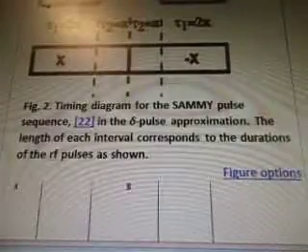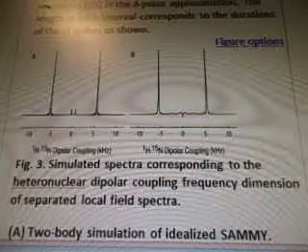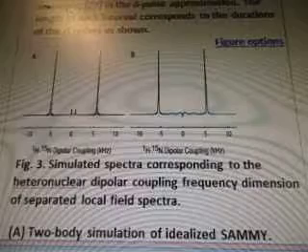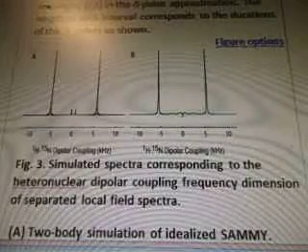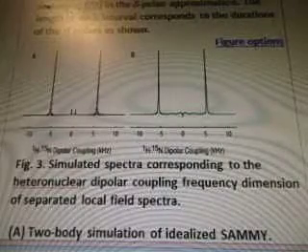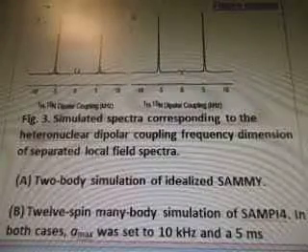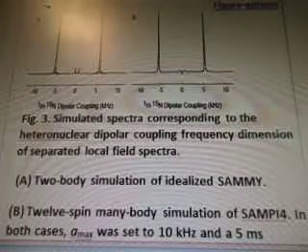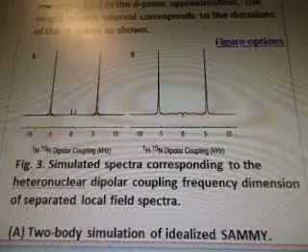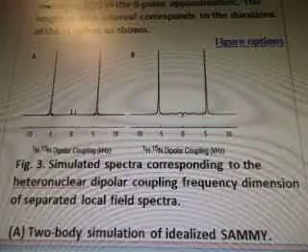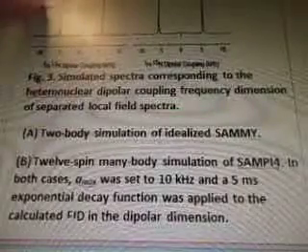Okay. So their next figure is A and B, and it's got numbers 0, plus, and then minus numbers to 10 on both. And it says 1H 15N dipolar coupling kHz. Okay. So this is figure 3, simulated spectra corresponding to the heteronuclear dipolar coupling frequency dimension of separated local field spectra. Those are different signals. So that's 2 going up, 1 going down.